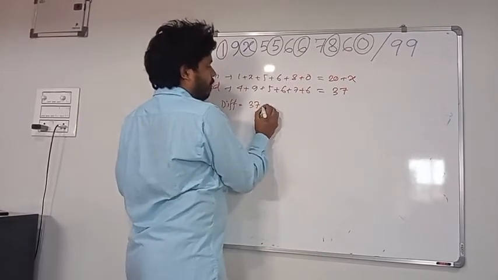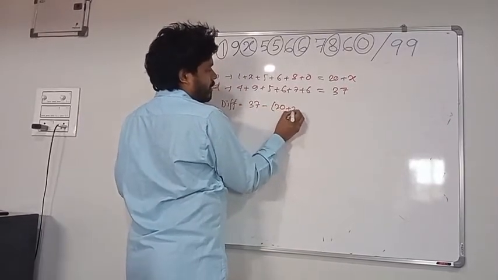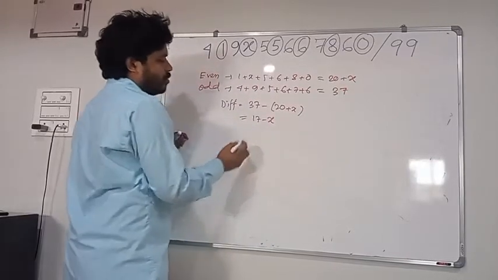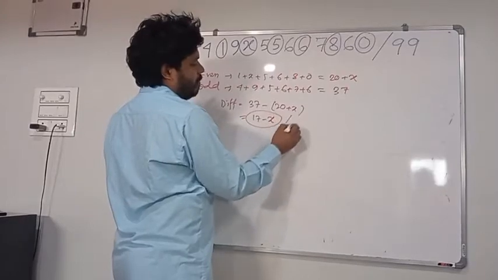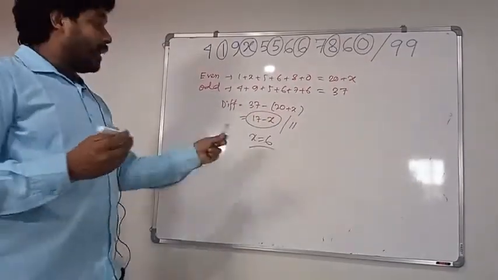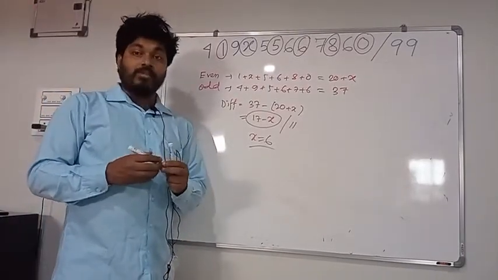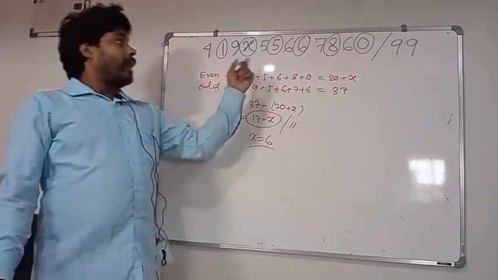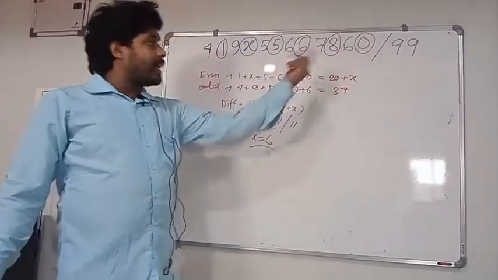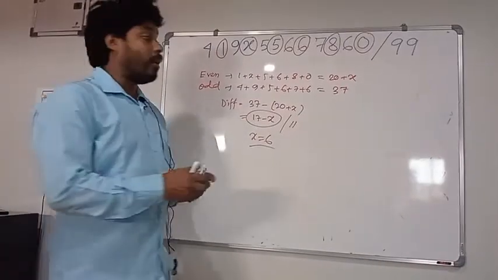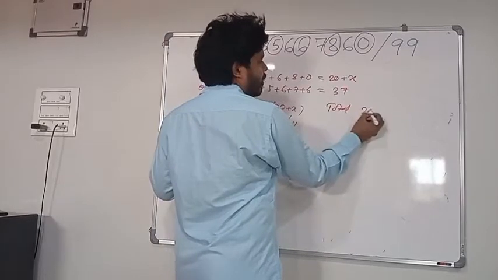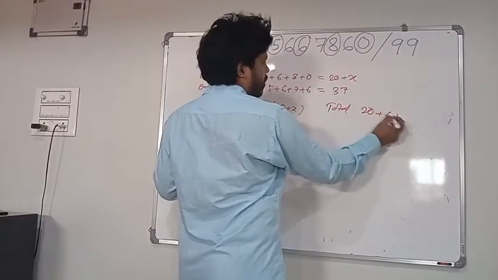37 minus 20 plus x. This will be 17 minus x. So what will be the value of x if this number is divisible by 11? x equals 6, then 17 minus 6 is 11. So you get x equal to 6. Then you have to check whether the number is actually divisible by 99 or not, because maybe the question is wrong. So you have to check whether this number is divisible by 9 or not. Total will be 20 plus x, with x as 6.